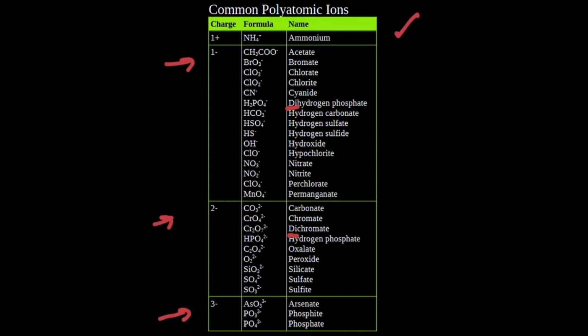On the 3 minus, arsenate. Now we have phosphite versus phosphate. There's the ending again. The ATE, more oxygen on the phosphate. Okay, PO4 versus phosphite, PO3 to the 3 minus, both 3 minus.